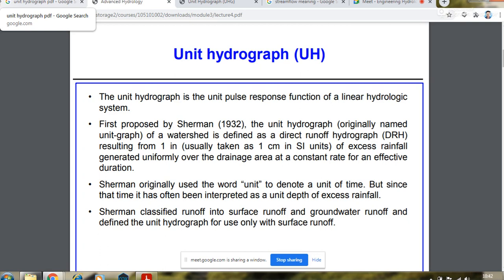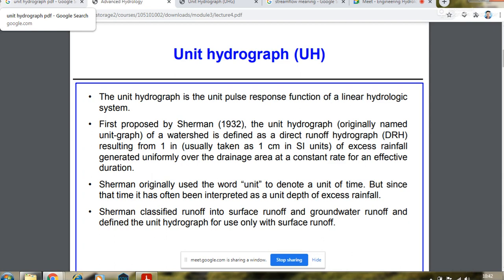Now it was defined by Sherman as a direct runoff hydrograph. Okay, DRH, direct runoff hydrograph. So that is why DRH, defined as a direct runoff hydrograph resulting from 1 inch. Okay, 1 in means 1 inch. Actually, he was a researcher based in the United Kingdom, so that is why he used the FPS system while calculating the rainfall data.